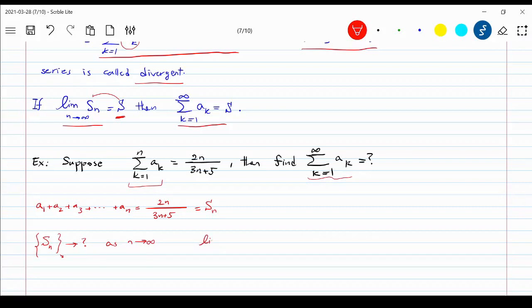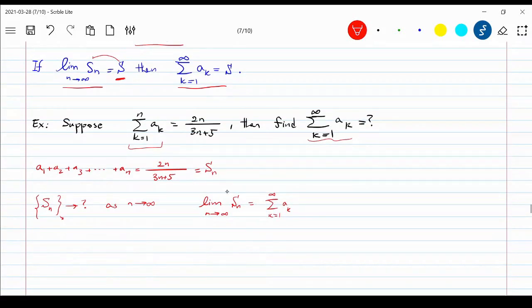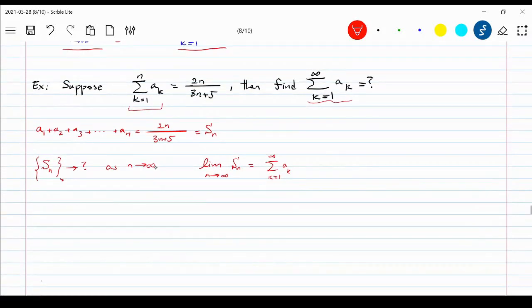Or you can look at it as find out what is the limit as n approaches infinity of Sn. This is exactly the same as the summation of ak's, k from 1 to infinity. That's exactly the same. And we've learned how to calculate the limit of Sn's from the last section. Sn is basically the sequence 2n divided by 3n plus 5.